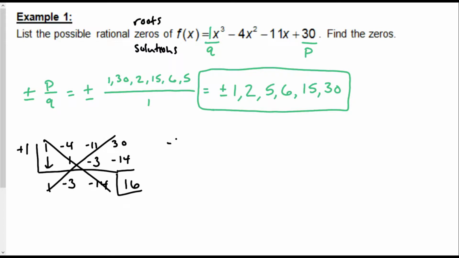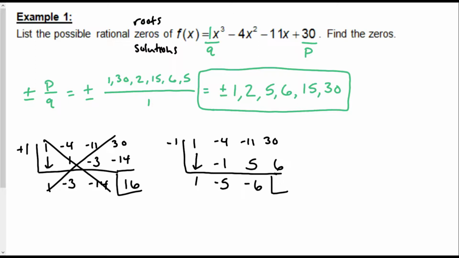So let's try the next one, -1. Same thing, 1, -4, -11, and 30. Copy down our first term, 1. -1 times 1 is -1. -4 plus -1 is -5. -1 times -5 is +5. -11 plus 5 is -6. -1 times -6 is +6. So that gives us a remainder of 36. If you do division and you have a remainder, it's not evenly divisible. If it's not evenly divisible, it's not a factor. So that one didn't work.